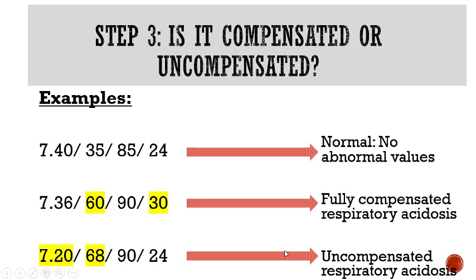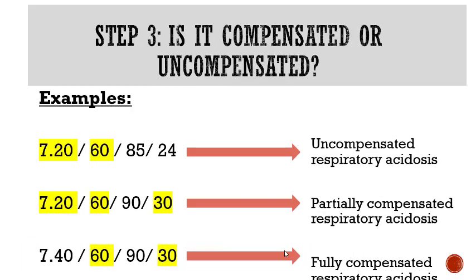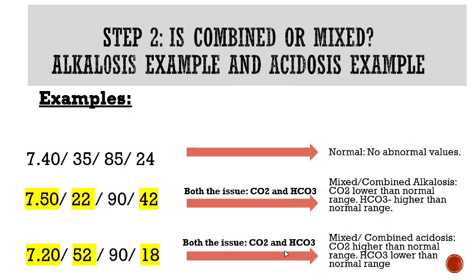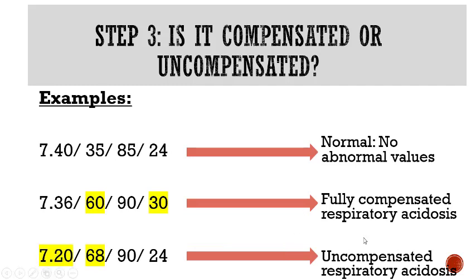I got a little click happy. Sorry about that. That's what we're talking about when we're talking about compensation. Your CO2 and your bicarb are always kind of trying to balance. So one is always going to be the problem and one is always going to be the solution. And we call the solution the compensation. So either it's going to fully compensate, it's going to partially compensate, or it's going to be uncompensated, which means it's not going to do anything.